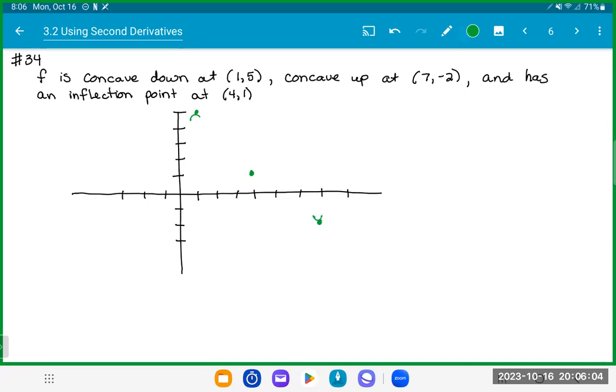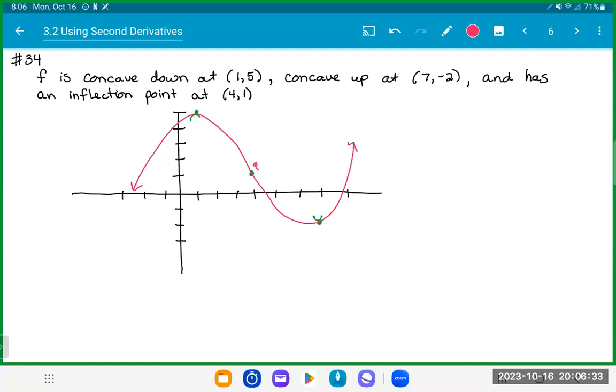All right. So when we plot this, we know that we have to be coming from here, right? This is going to be our concave down. We're changing, shifting directions, and we go to concave up. And so our graph would look something like that, where this right here is my inflection.